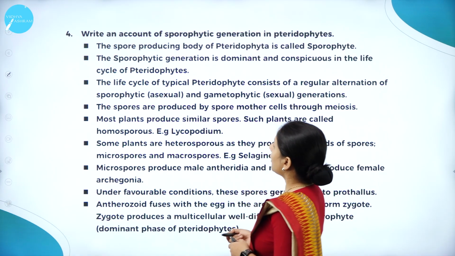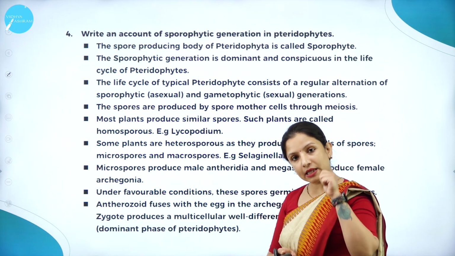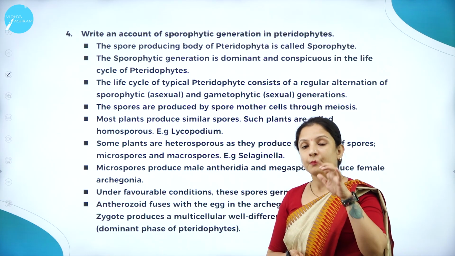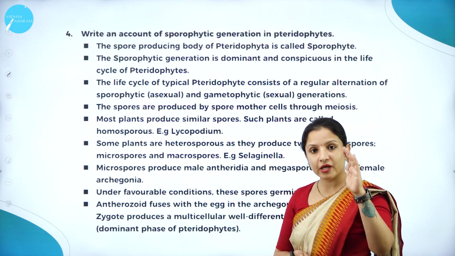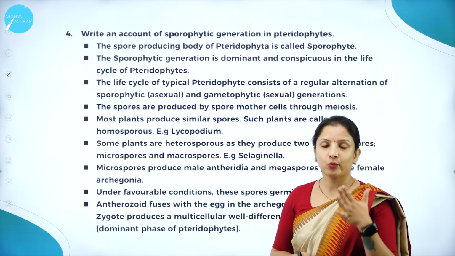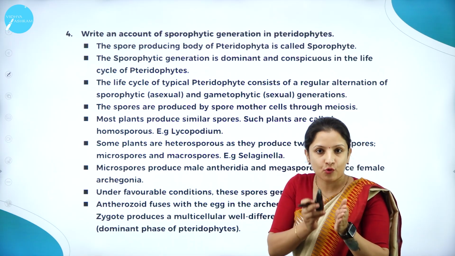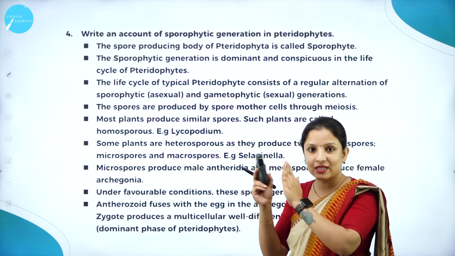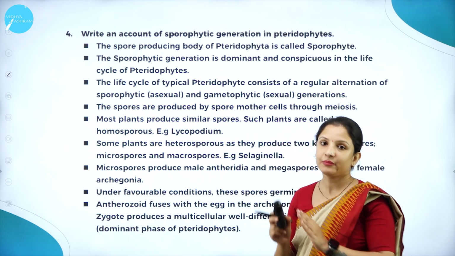Next question, write an account on sporophytic generation in pteridophytes. So here pteridophytes, like bryophytes, also have a sporophytic and a gametophytic generation, but in pteridophytes the sporophytic generation is the most predominant one. In bryophytes the gametophytic generation is the most predominant one. Whenever the word sporophyte is used, it means the plant body which produces spores. Whenever the word gametophyte is used, it means the plant body which produces the gametes. In pteridophytes, spores are important. In bryophytes, the production of gametes is important.